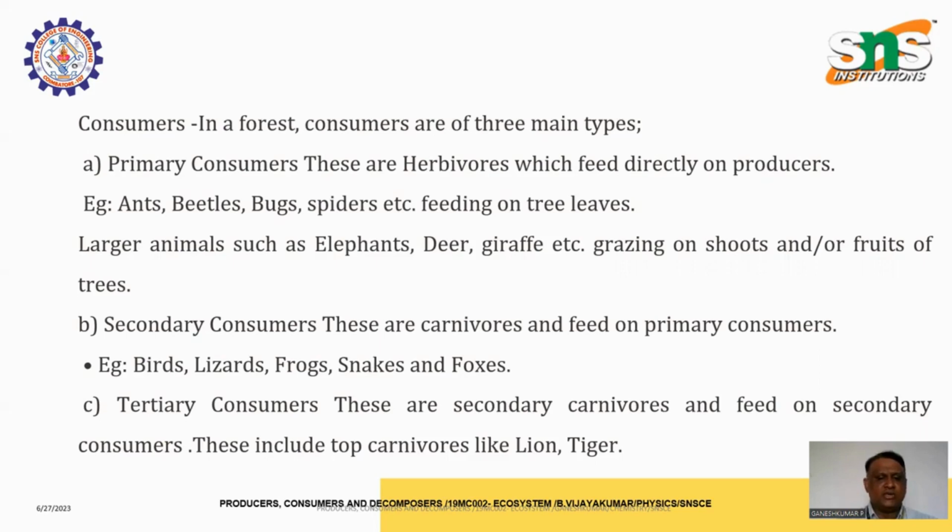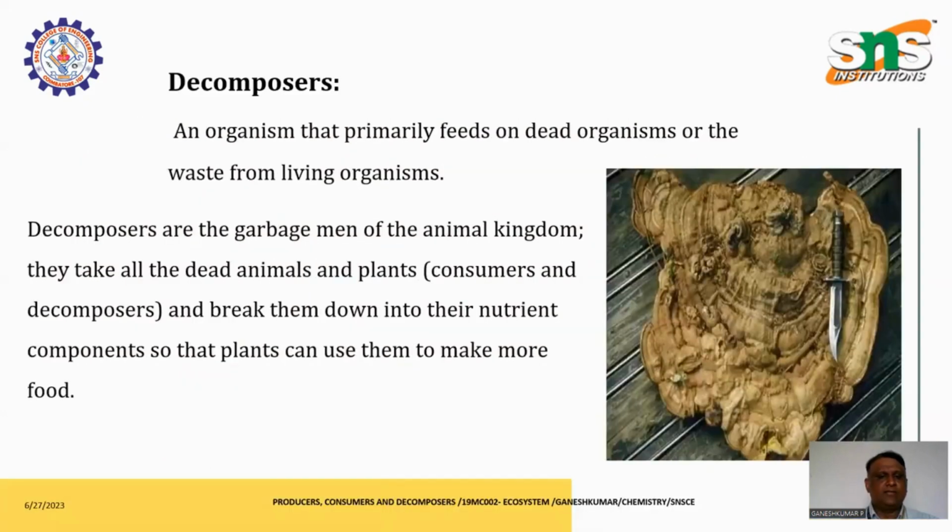The secondary consumers are the carnivores and they feed on the primary consumers. For example, frogs take the beetles, bugs, etc. For example, foxes take the deer. The lion takes the deer. They are the secondary consumers. Tertiary consumers are the secondary carnivores, which feed on secondary consumers. They include the lion and tiger.